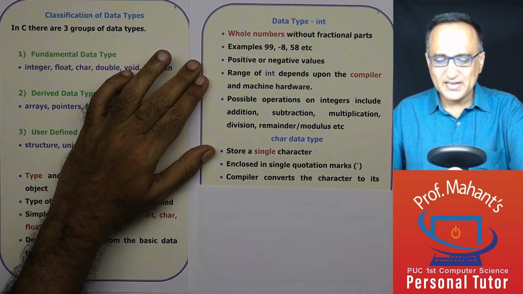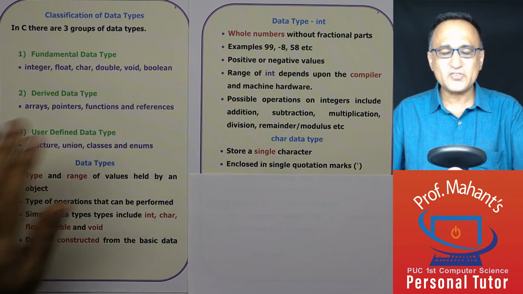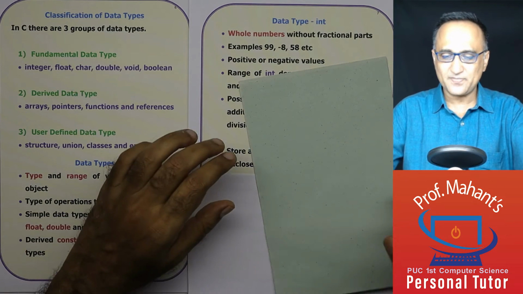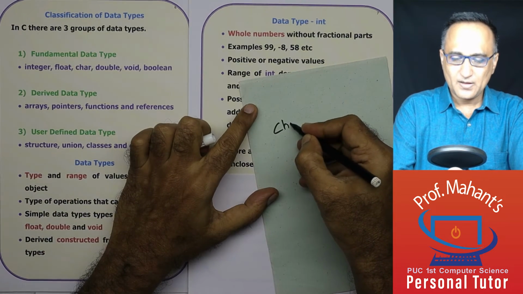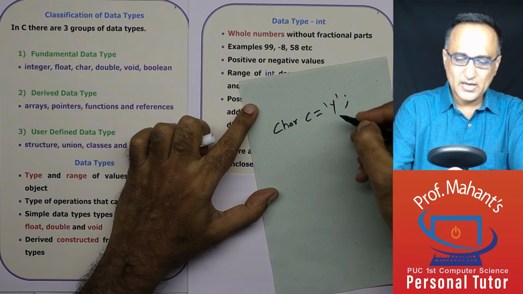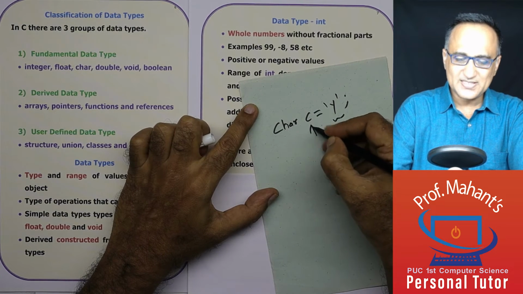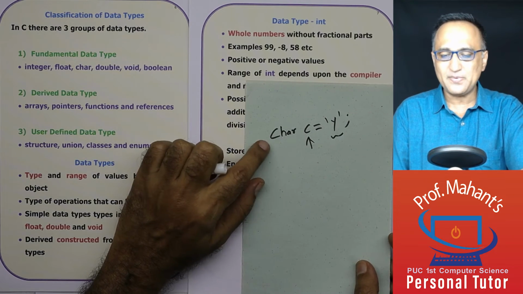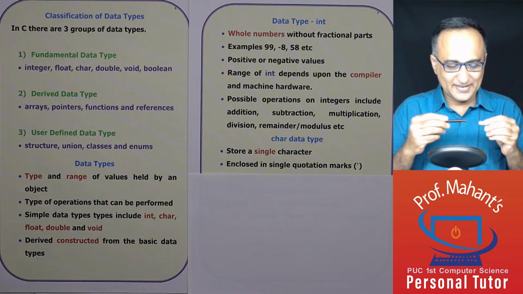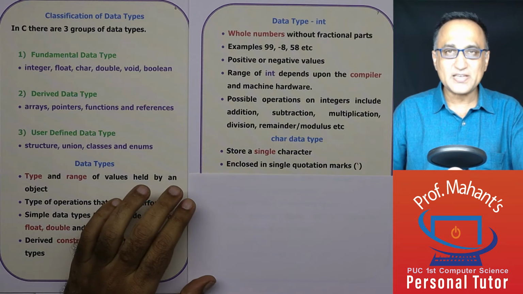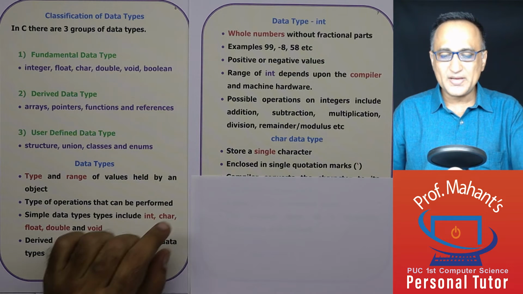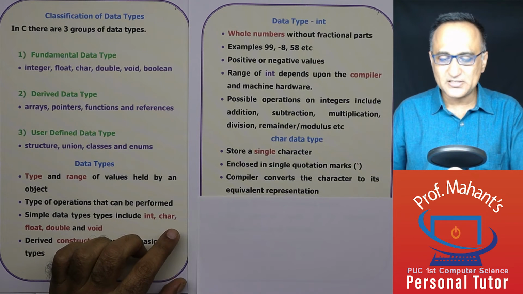Now, the next type of data is the character type of data. You have seen a character constant. What is a character constant? If I say char c is equal to 'y', this y is a character constant, and this c is a variable of the type character. So characters can only store a single character. They have a size of 8 bits or 1 byte allocated to them on the machine. They are always enclosed in single quotation marks.